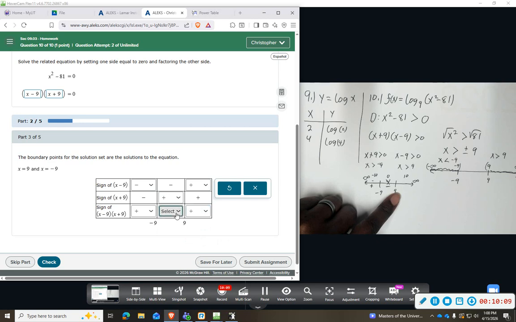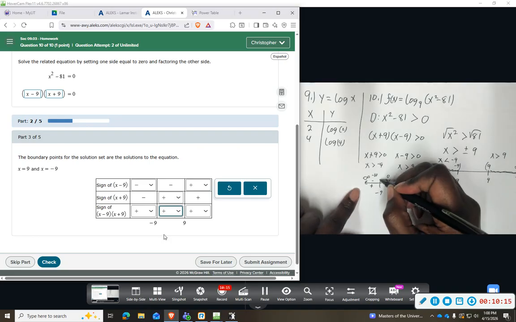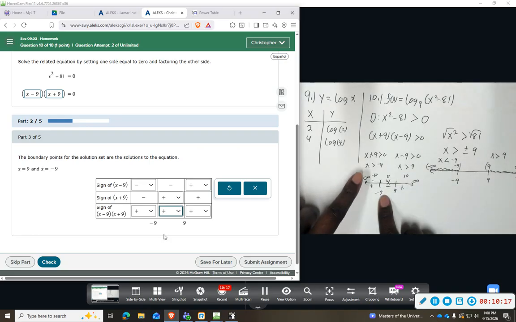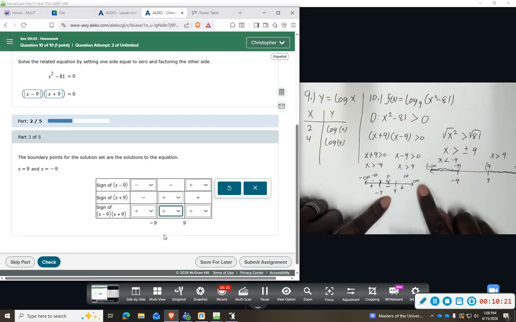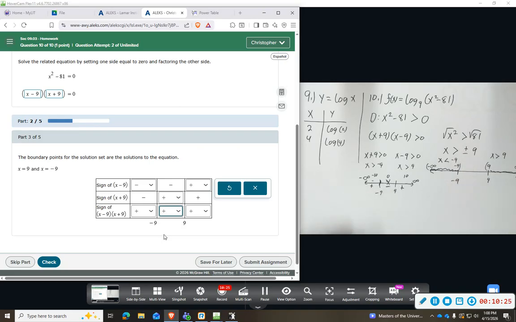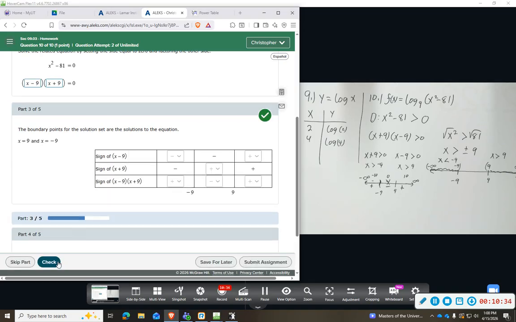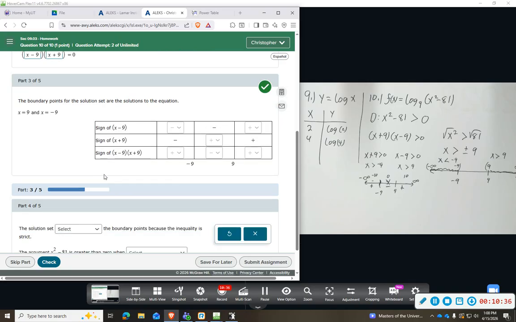So we get a negative in the middle. This section is positive, greater than 0, so it also matches that this is my domain: from negative infinity to negative 9, and from 9 to positive infinity. I'm used to doing it with the inequalities, but this way also may help you see. I'm sorry, this should be negative. Okay, so we got a check there.